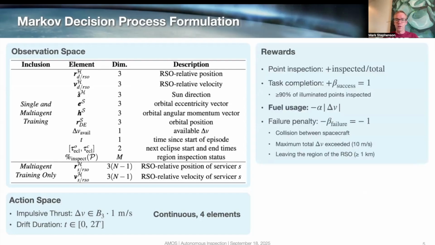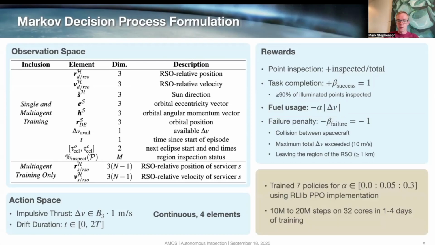Rewards reflect the problem statement as well. We get an incremental reward for inspecting more of the RSO. We get a bonus reward when completing the task. There is, importantly, this negative fuel usage penalty parameterized by alpha, which is going to encourage the agent to use less fuel, especially if alpha is higher. And then we're also going to have a failure penalty of -1 if we enter failure states, such as a collision, using too much delta V, or leaving the region around the RSO.